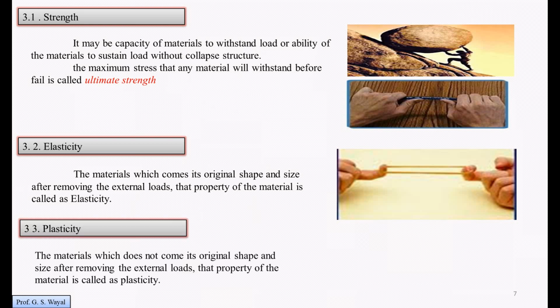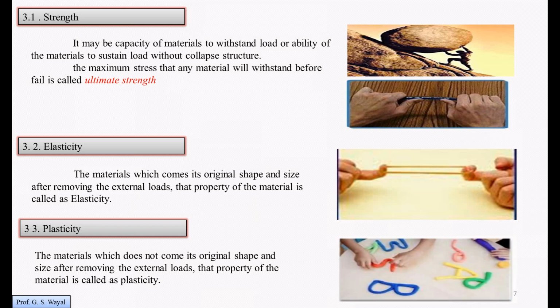Now the next one is plasticity. Actually, plasticity is totally opposite to elasticity. What happens in elasticity? When we apply an external load, the material changes its shape and size, and after removing the load, it comes back to its original shape and size. But in plasticity, the material does not come back to its original shape and size after removing the external load. That property is called plasticity. It means if you apply force on a body, the body may change its shape and size, but after removing the force, it does not come back to its original shape and size.